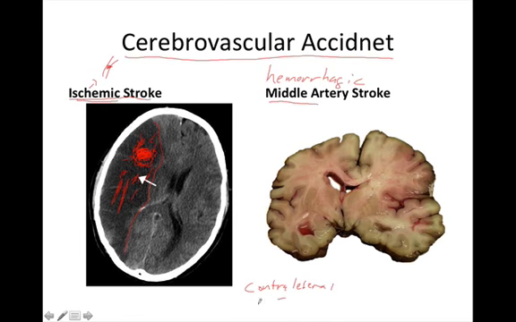Okay, so what does that mean? Contra, opposite, lateral, side. Because remember, as nerve pathways work their way up the spinal cord, at some point in time, whether it's in the spinal cord or the brainstem, they're going to cross over to the other side. So if this is your right side and this is your left side, if you have a stroke in the left side of your brain, the motor effects of this are going to be on the right side of the body and vice versa.